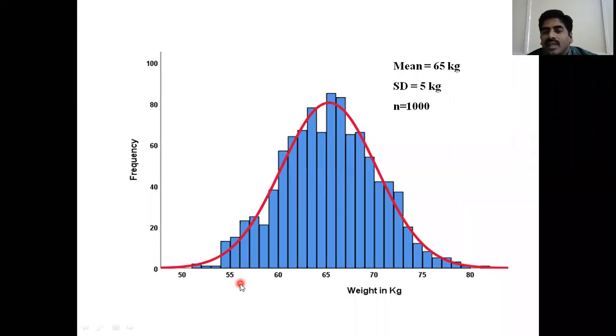Okay. So what is 95% confidence limits here? For weight, 55 to 75. This is 95% confidence limits for weight. And you can increase the deviation 3 times, 3 into 5, 15, 65 minus 15, 50, 65 plus 15, 80. This interval covers total 99% of the data. So universally accepted normal limits, mean plus or minus 2 standard deviation, that is 95% confidence limits, 55 to 75. Okay.